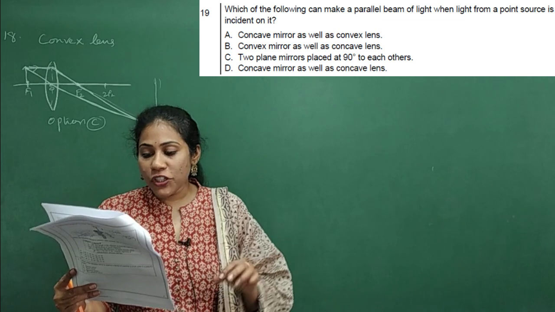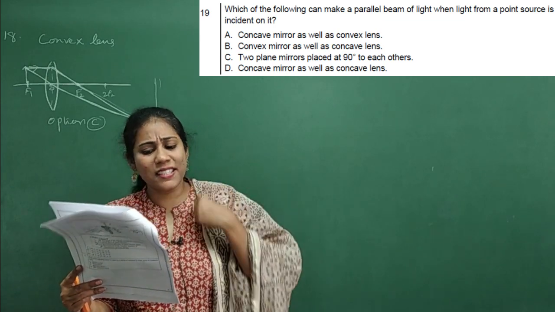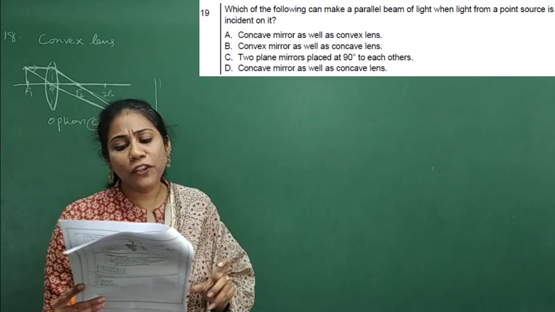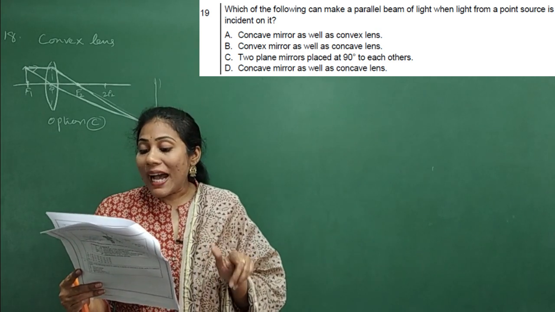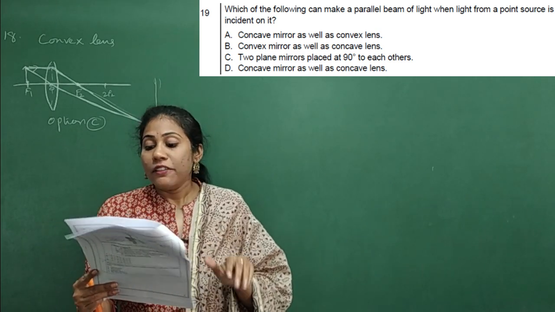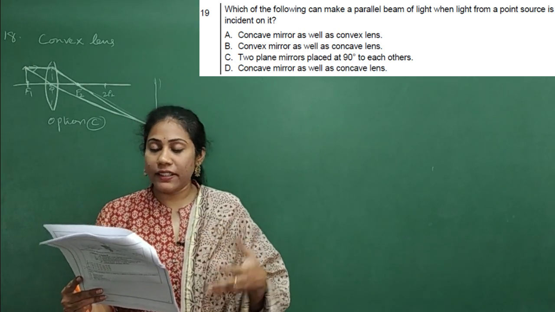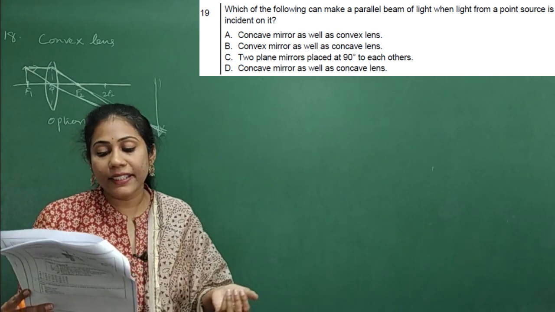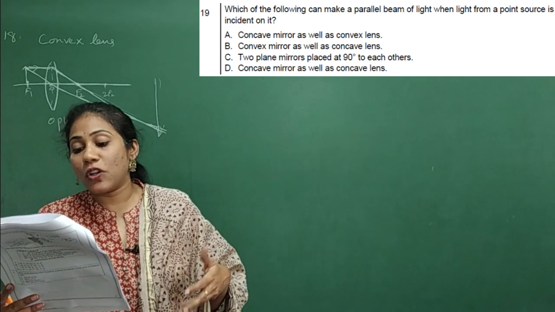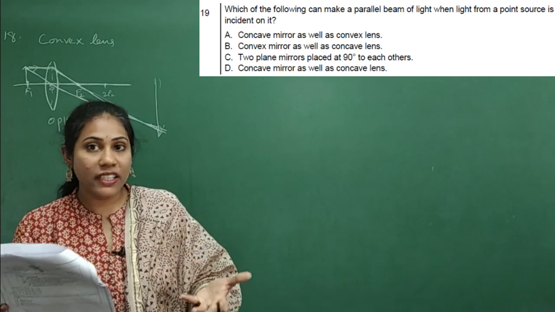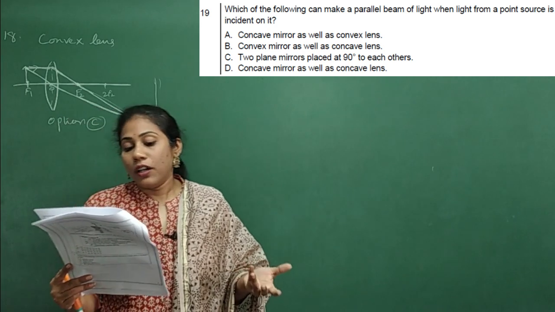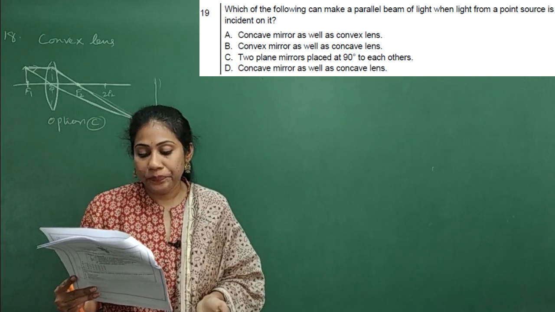Coming to the 19th question. This is a much simpler one actually. Which of the following can make a parallel beam of light when light from a point source is incident on it? Definitely option A, that is concave mirror as well as convex lens. Both are converging, isn't it? So you can go for option A.